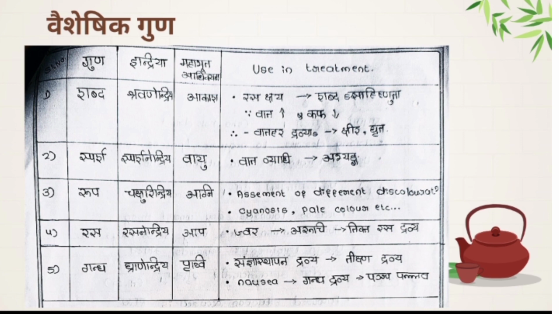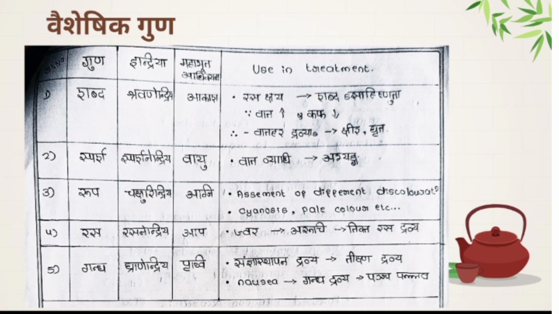And rupa, the third guna, has chakshurendriya and agni mahabhuta. For the assessment of different coloration, cyanosis or pale discoloration will be indicated by this guna. Rasa has rasanendriya. Usually in jwara, aruchi will be there, hampering of ruchi, and there will be kashaya asyata or katu asyata. In that condition, tikta rasa is swayam arochishnu arochakagna, itself having no good taste, but it will remove the tastelessness. That's why we need to indicate tikta rasa dravyas.